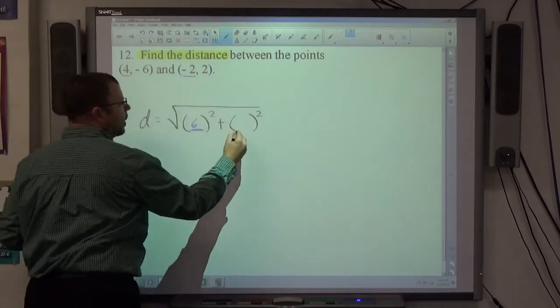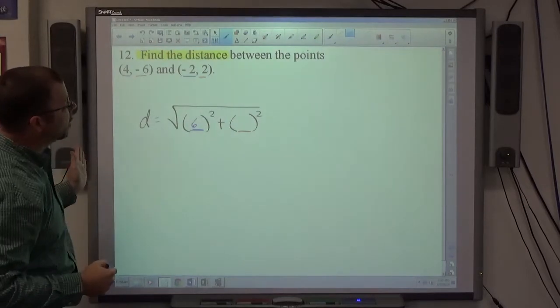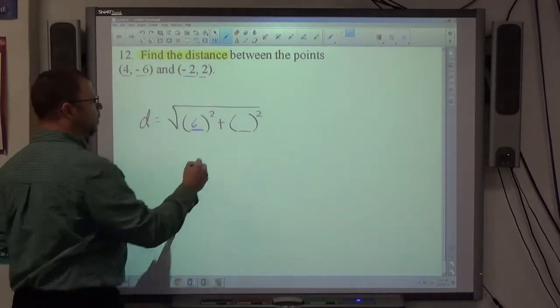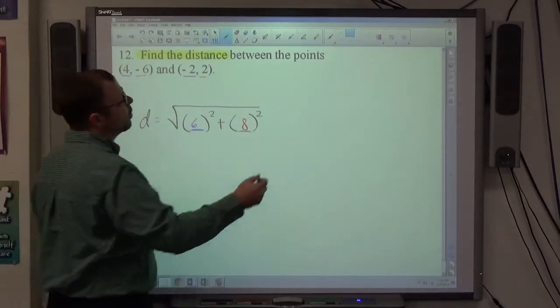If I'm looking for this number, I'm going from here to here. If I'm at -6 and go to 2, I've got to go 6 spaces to get to 0, 2 more to get to 2, so that's a total of 8 spaces. All right, so distance is the square root of 6 squared plus 8 squared.